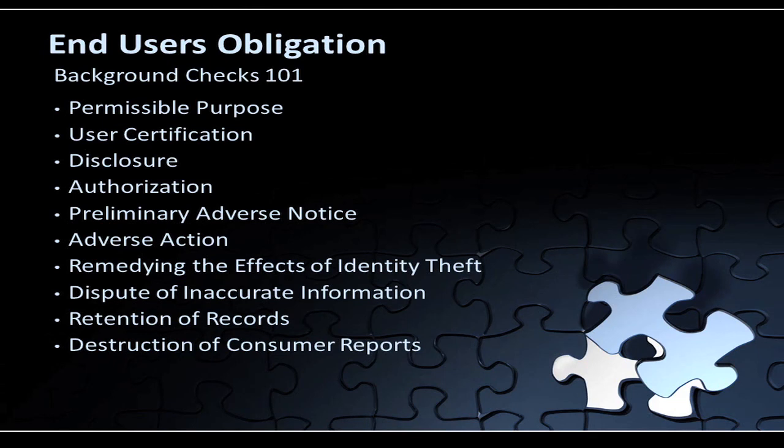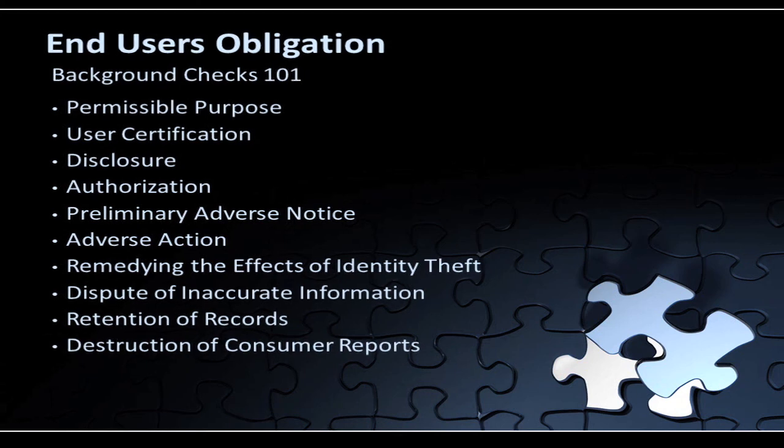End user's obligation. You must have a permissible purpose. Sign a user certification from your background check company. Provide disclosure to applicants. Obtain authorization from applicants. Give preliminary adverse and adverse action notices. Understand remedying the effects of identity theft. Allow for the dispute of inaccurate information. Determine retention of records. Understand requirements of destruction of consumer reports.